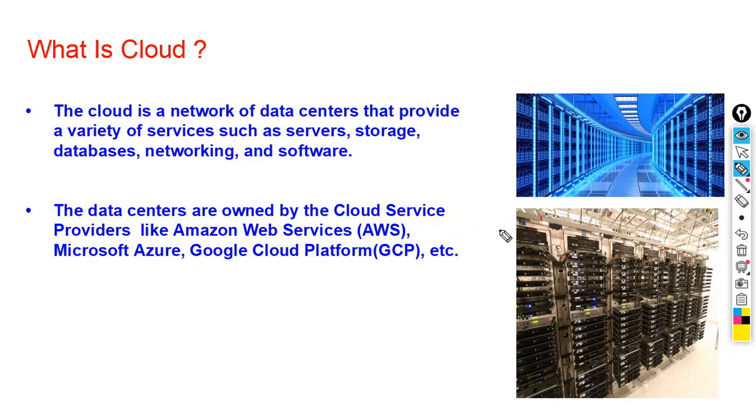So it is a server room where we install the servers and networking devices like routers, switches, firewalls, etc. Okay, so it is a room where we install the different networking devices. And a collection of multiple data centers is known as cloud. And the data centers are owned by the cloud service providers like AWS or Amazon Web Services, Microsoft Azure, Google Cloud Platform, or GCP. So these data centers are owned by different cloud service providers like AWS, Azure, and Google.